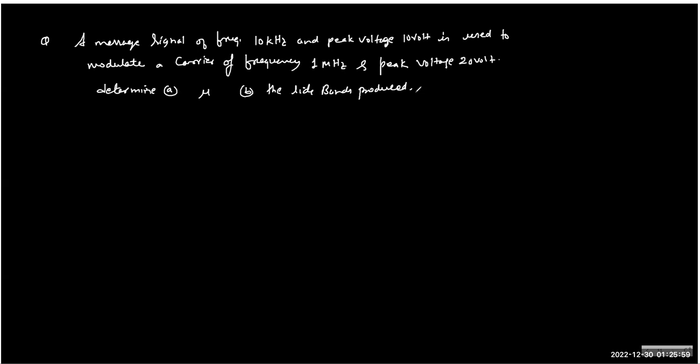Sir, sideband frequency means you want the amplitude of those? No, sideband frequency. When I say sideband produced, I mean the frequency of the sideband. You are supposed to find the USB and LSB frequency, not the omega. I think everything is given, no? Sir, mu is 33%. What mu is? Mu is 1 by 3. No, 1 by 2. Except 10 and 20 given.